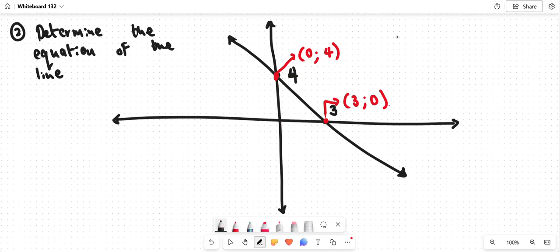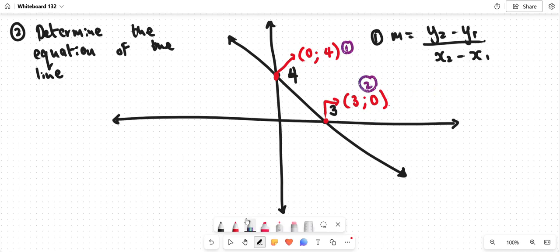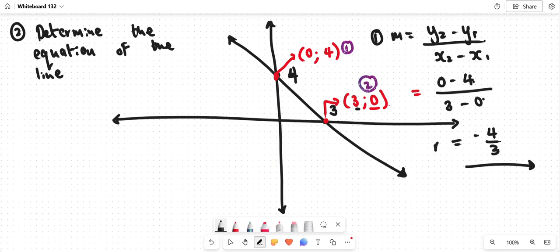Again, what we're going to do first, we're going to find the gradient. And gradient is always y2 minus y1 over x2 minus x1. So again, you label them. This is my 1 and this is my 2. Now when I substitute, the y of 2 will be this guy, so a 0 that is subtracting a 4, and the x of 2 is a 3 that is subtracting a 0. And if you plug this in, you should get a negative 4 over 3. So that is my gradient, right?